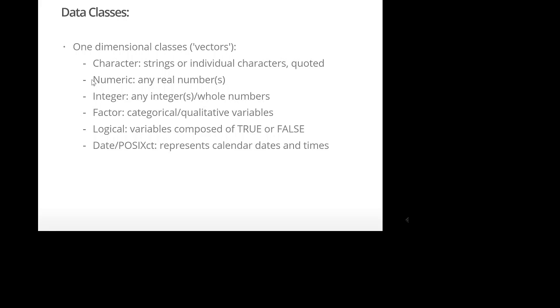Numeric is any real number. Integer is any whole number. This one's a little bit harder to encounter in practice. Factor, or categorical variables, or qualitative variables. Logical is just a variable that's composed entirely of TRUEs or FALSEs. And then dates or POSIX represent calendar times and dates. For example, if you have a character string that looks like dates, R can't do much with it, but if you convert it to a date, you can plot it on the x-axis and it knows to put things in temporal order. Again, we're going to touch on all of these.